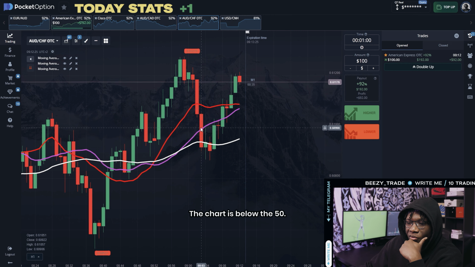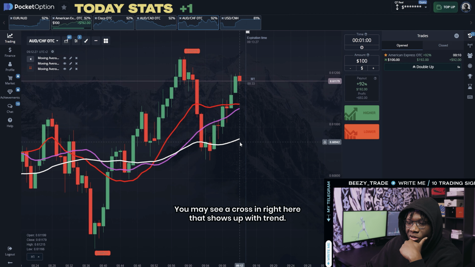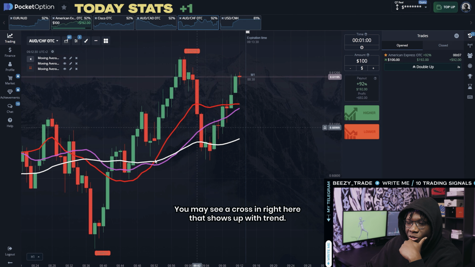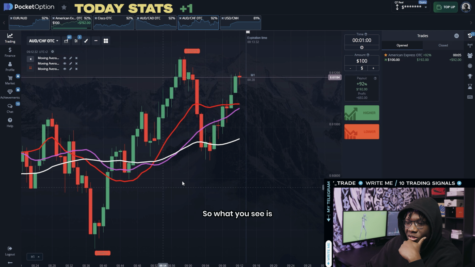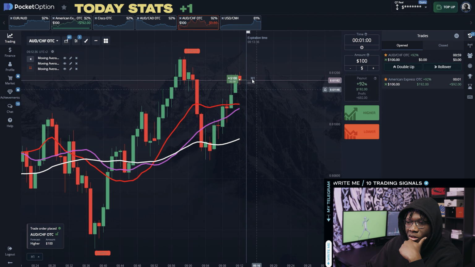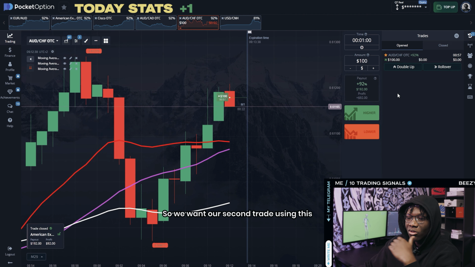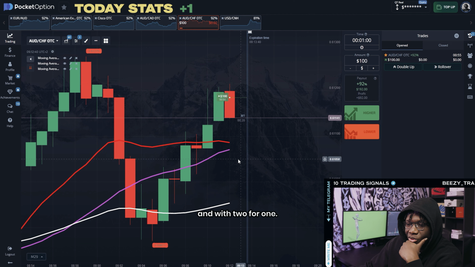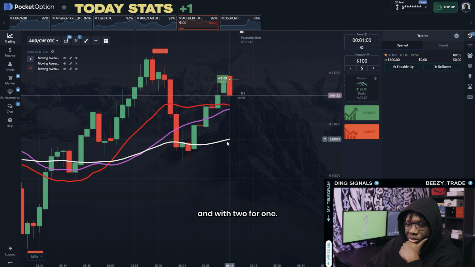And here we see the same. The chart is below the 50 EMA. You see a crossing right here that shows an upward trend. So it just seems like a no-brainer to call. So we won our second trade using this. And we're 2 for 1.